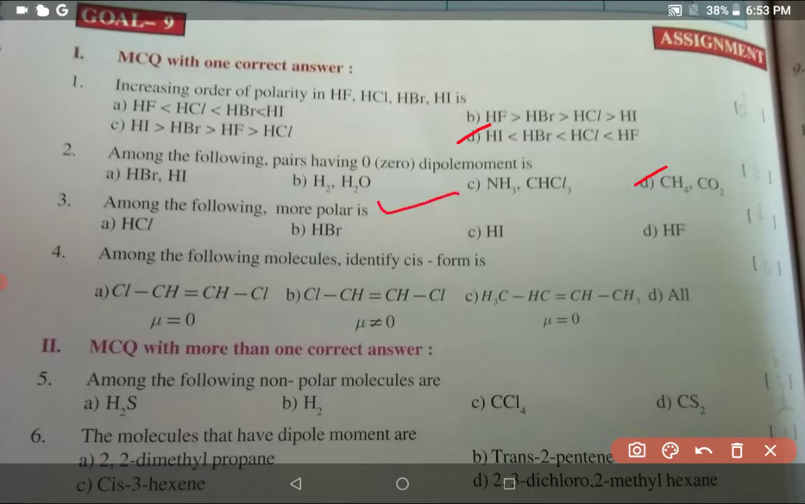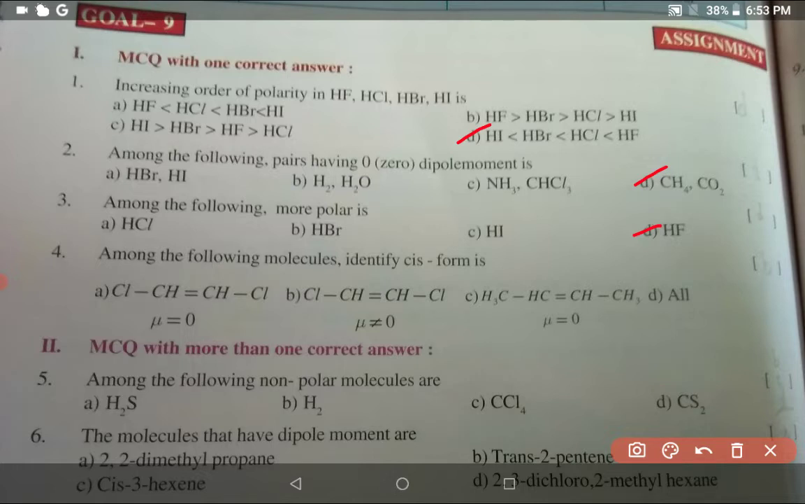Third bit. Among the following, more polar is. This means which of the following molecules or compounds show more polarity. Obviously, HF, because we have just now arranged them. HF has more polarity, because the same options are here. It is very easy for us to tell that HF is the highest polarity containing molecule.